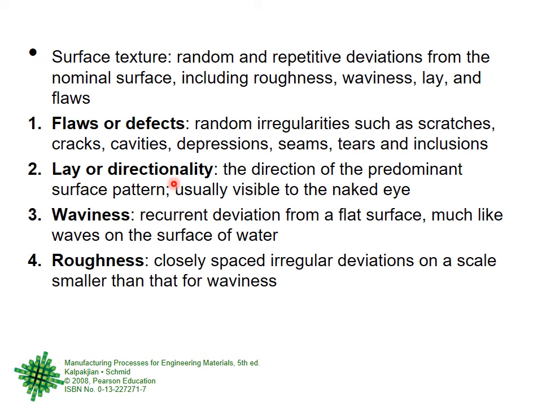Lay or directionality: the direction of the predominant surface pattern, usually visible to the naked eye, that we are saying that waviness is increasing in this direction. So that is lay or directionality. Waviness: recurrent deviation from a flat surface, much like waves on the surface of water. Roughness: closely spaced irregular deviations on a scale smaller than that for waviness. So as I said, roughness is a small type of waviness, or waviness is a large type of roughness, right? So these are the descriptions of the terms that you saw on the previous page.